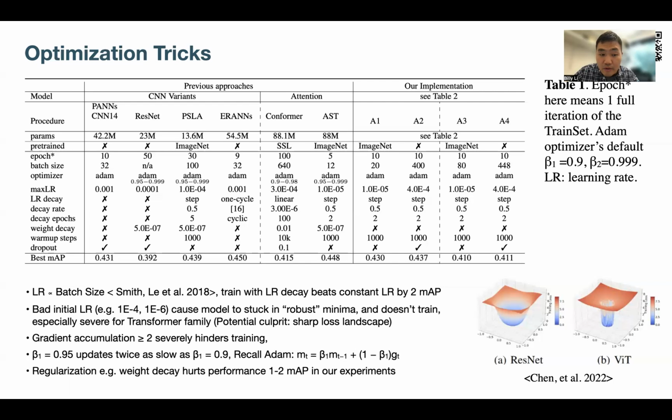In that case, gradient accumulation in our experiment also doesn't seem to help. If we accumulate too many gradients, it's moving too fast. And the trick of reducing the beta 1 from 0.9 to 0.95 is actually reducing the speed of Adam by half. This actually helps with the final performance. We also found that weight decay, the regularization, does not necessarily help in this case, because AudioSet is large enough, so the model is not very prone to overfit.